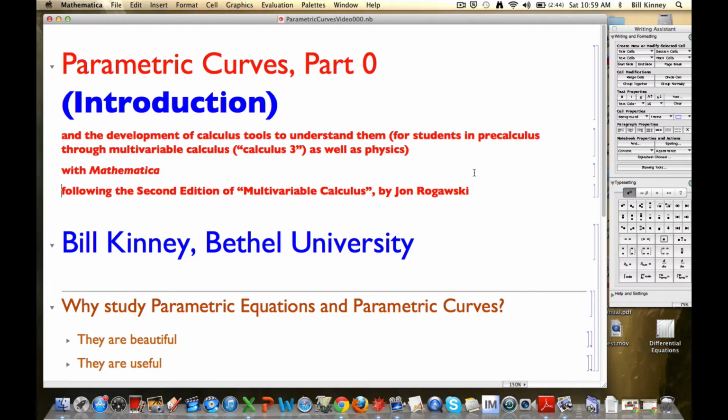I'm saying here that I'm following the second edition of Multivariable Calculus by John Rogowski, but I'm not going in order of the sections in that book. I am skipping around a bit, but I'm using a lot of his ideas and a lot of his notation, and that's what I teach multivariable calculus out of.